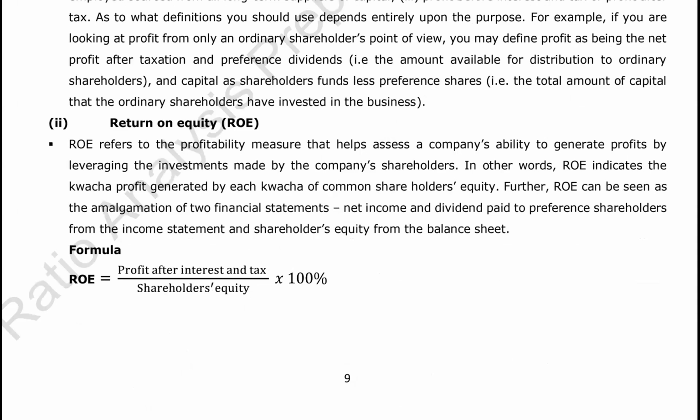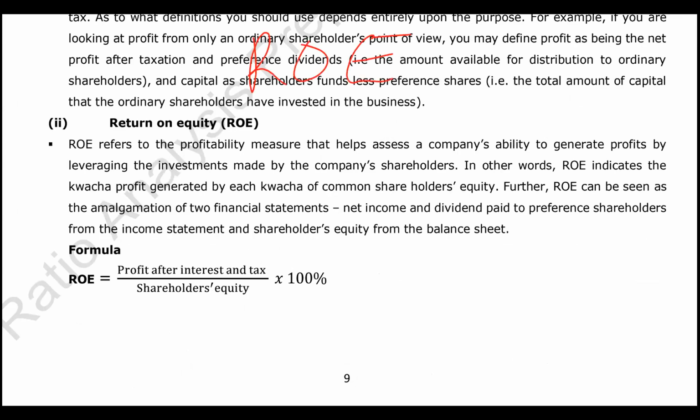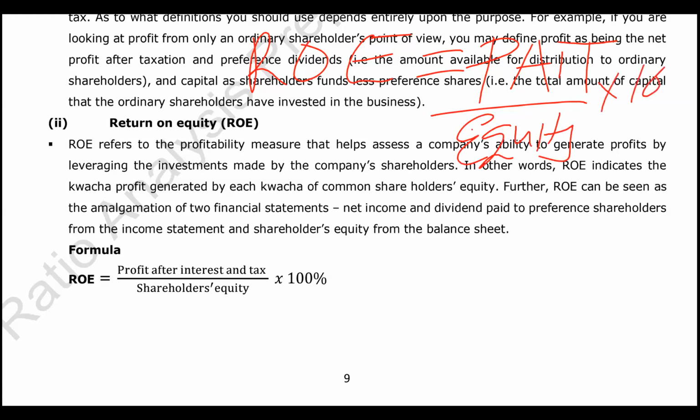Let's have the return on equity as the second ratio that we're calculating, right? The return on equity. This one is calculated by profit after interest and tax. Usually we abbreviate this as PAT. Profit after interest and tax divided by shareholders' equity, multiplied by 100. It shall come out as a percentage.